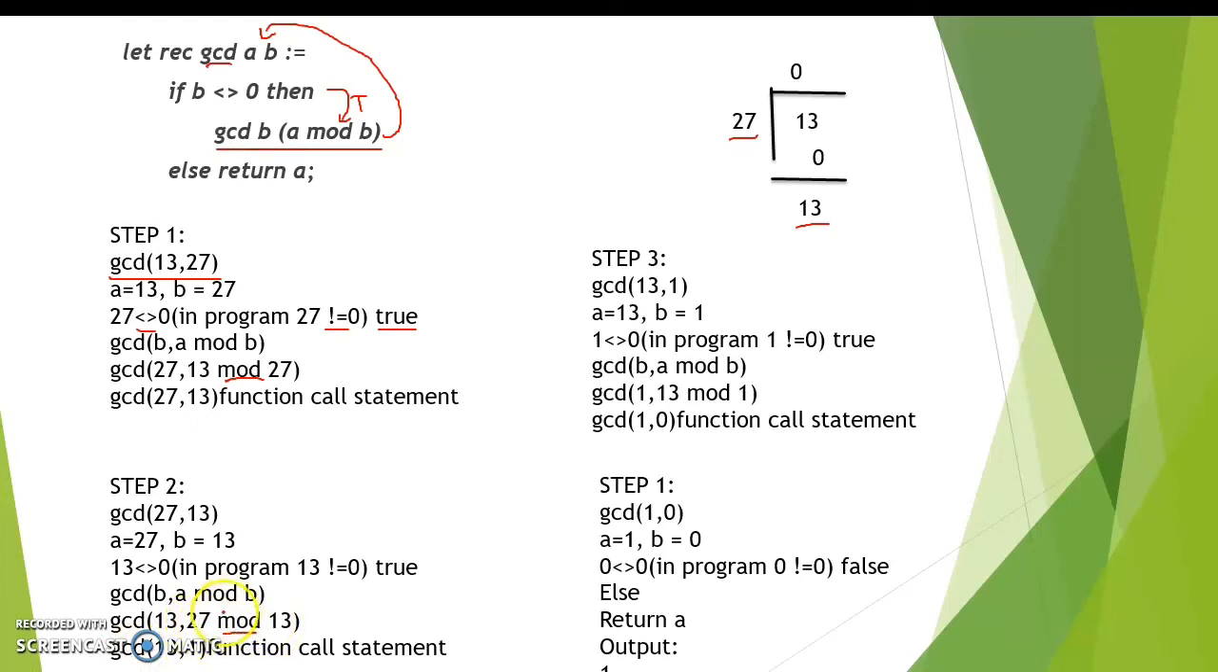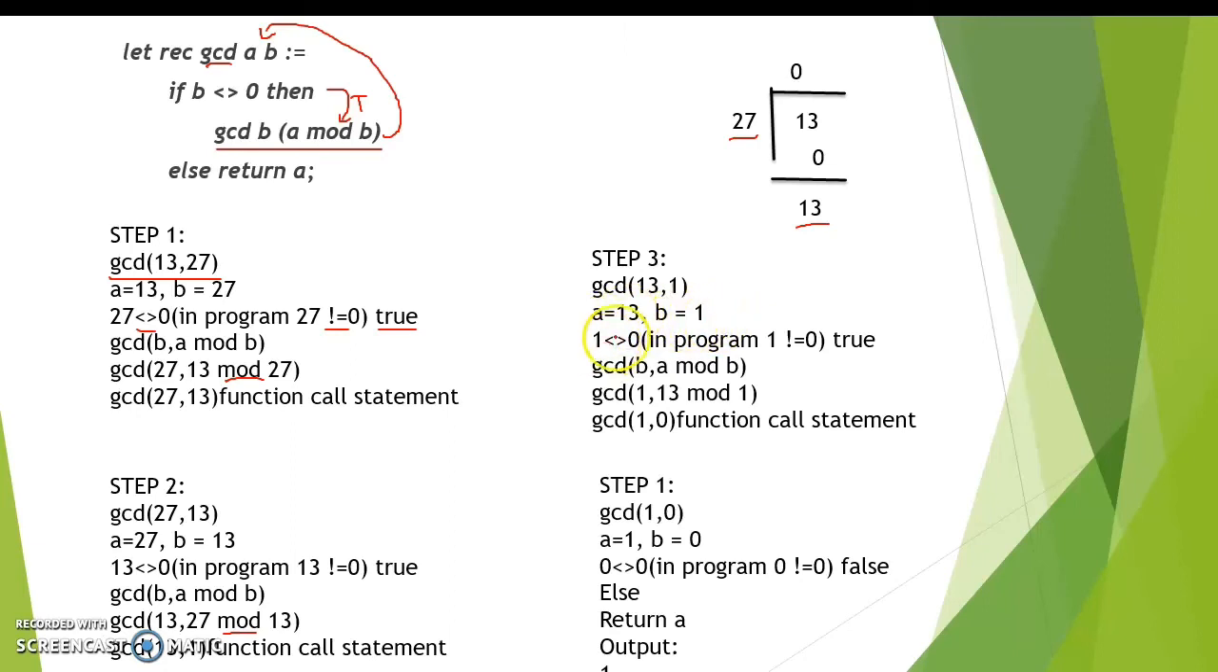So 27 divided by 13, what do we get? 2 13s are 26, and the remainder value is 1. So 13 comma 1. Again it will invoke the function call, that is, it goes to the third step. Now the value of A is 13 and the value of B is 1. Can you understand?